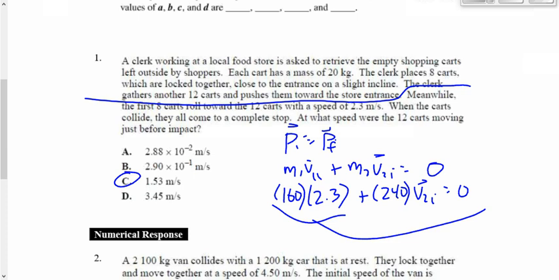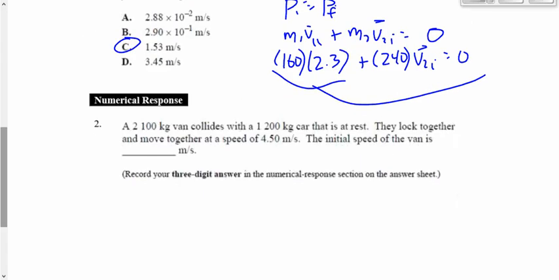What did we actually solve for? When we got negative 1.53, we solved for the final velocity. What are they asking for? The final speed. So in other words, they're really only looking for the magnitude of that velocity. Good? Number 2, getting there.